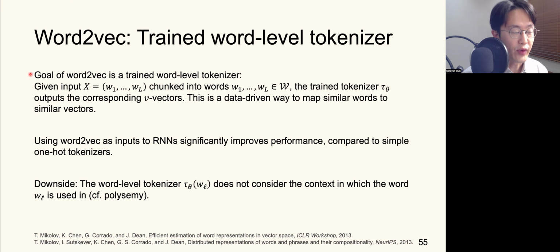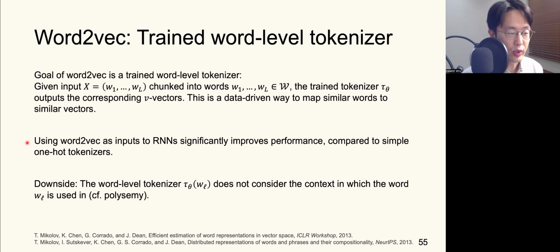The goal of word2vec is to obtain a trained word level tokenizer. Given an input sequence of words, so X is chunked into words w_1 up to w_L, and if we have the trained tokenizer tau, which we will now write as tau theta because it's trainable, it will output the sequence of corresponding v vectors. So this is a data-driven way to map similar words to similar vectors. And now let's compare two options. Option number one is we don't do word2vec.